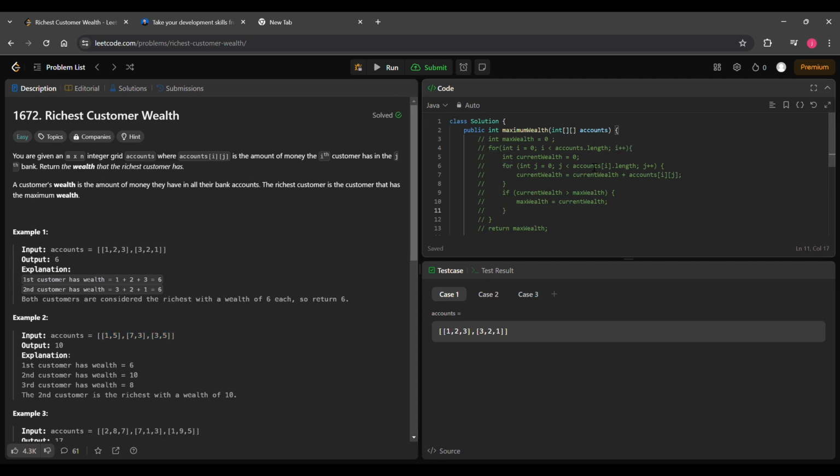Okay. So then what we did is, we took the current wealth as 0, because we don't know what the current wealth is. So we initialized another variable named currentWealth and set it to 0. After that, we have to go to the first one. So we have to choose this. For this, we made another for loop, int j is equal to 0, and j should be less than accounts of i dot length. Now what is accounts of i dot length?